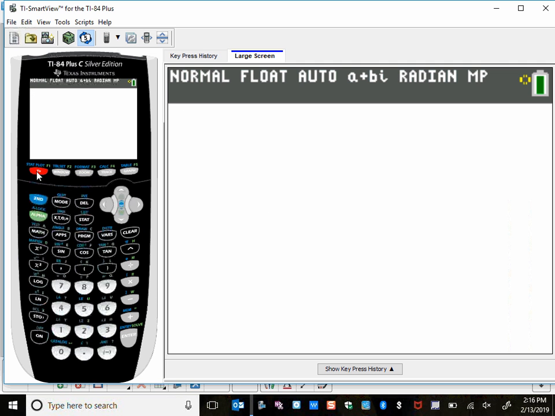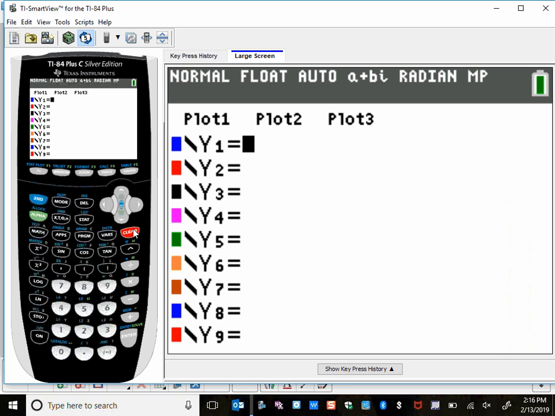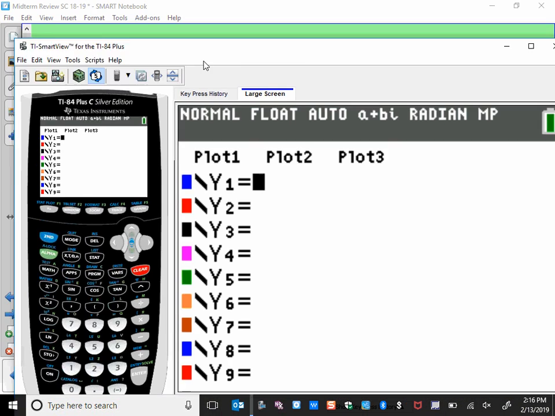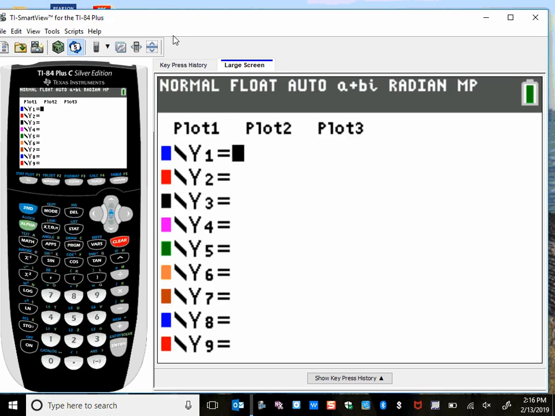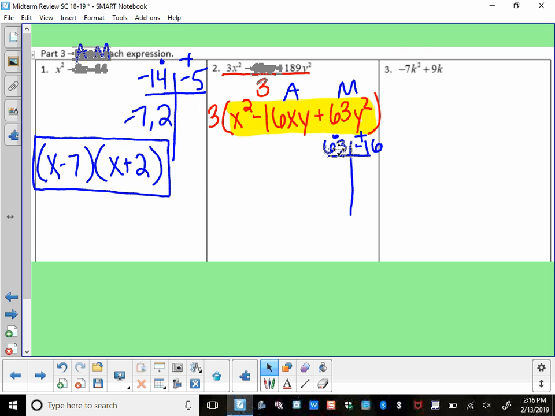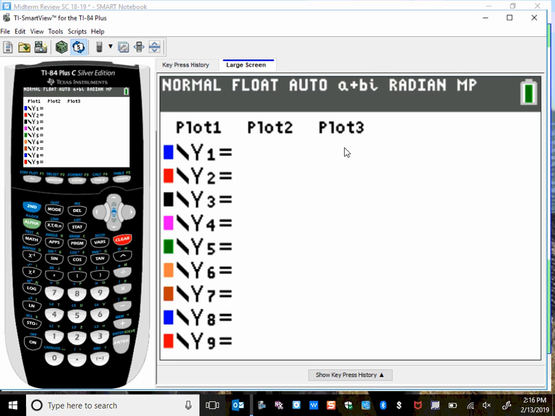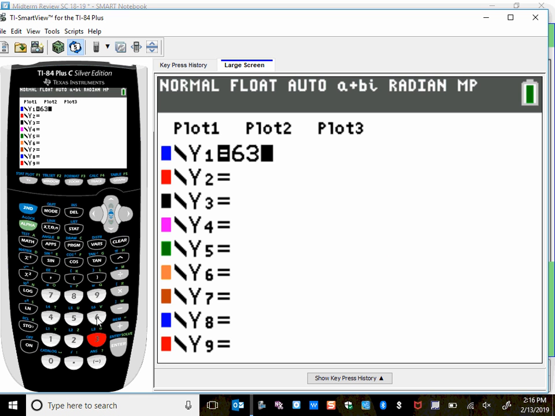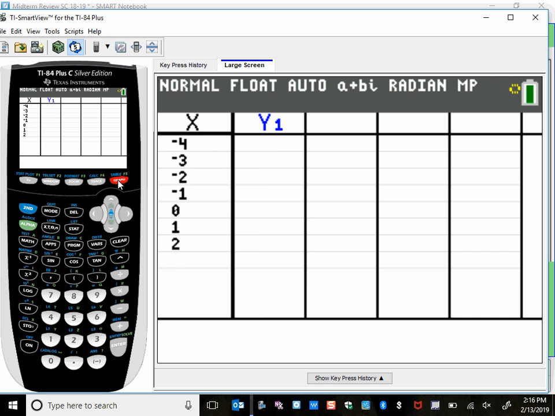All right, go to your y equals. Okay, if you can't remember how to find your factors, you are looking for whatever your two numbers are that we need to multiply to get, which in this case is 63. All right, so you're going to type in 63 divided by x, and then hit second graph to bring up your table.